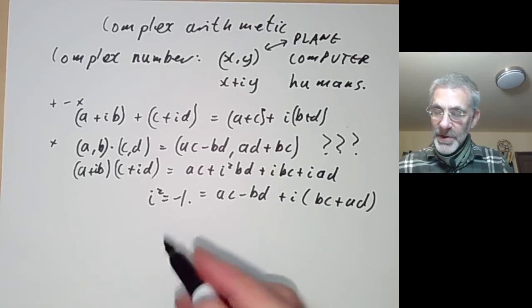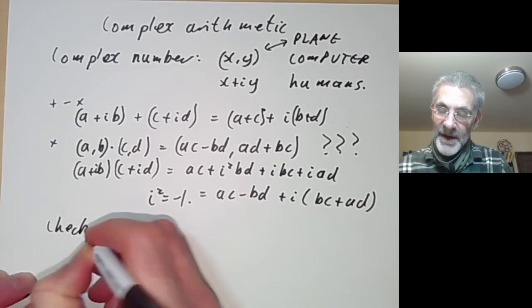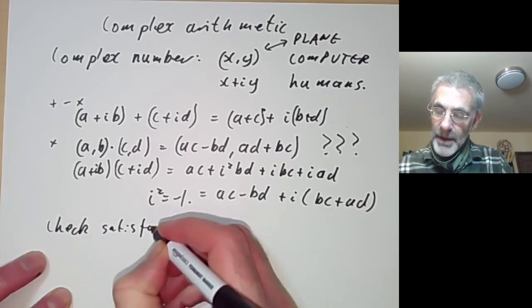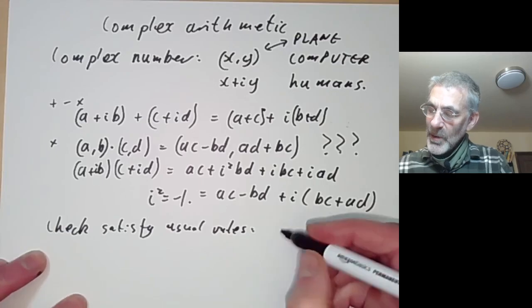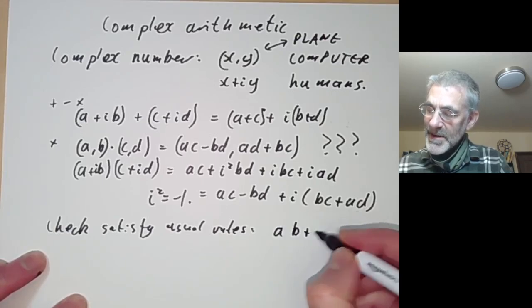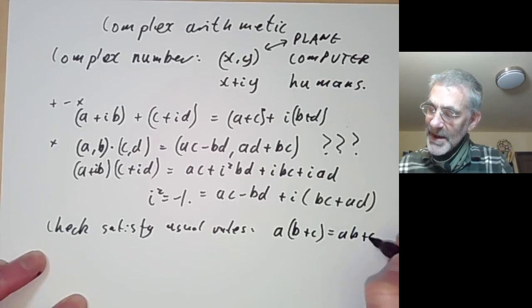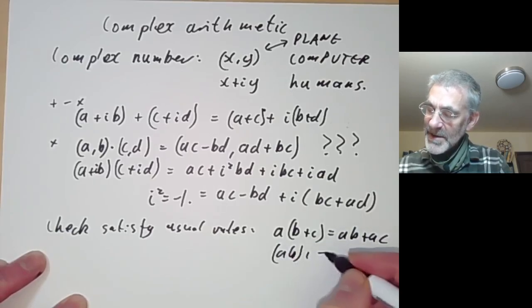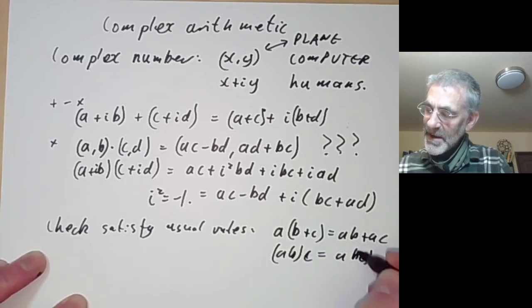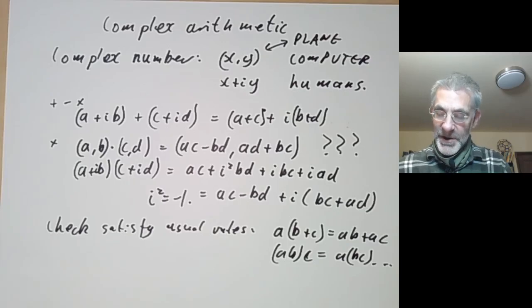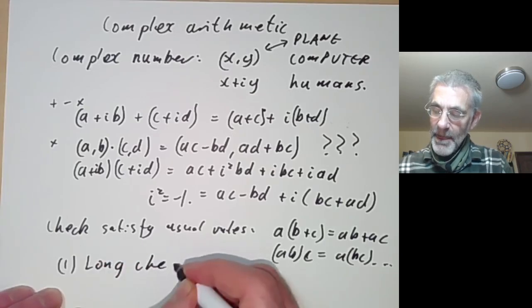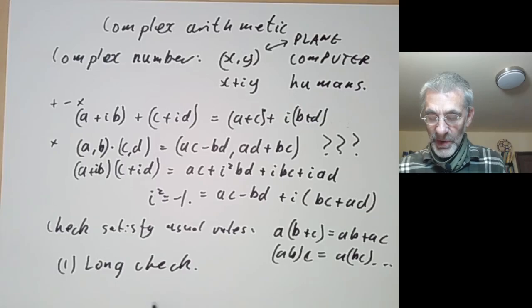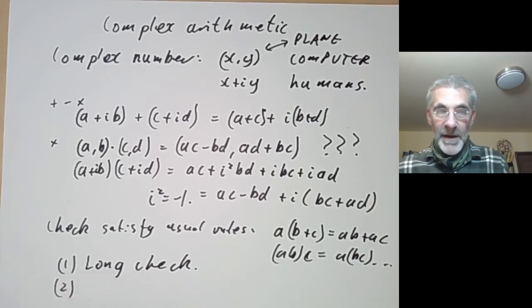Now, what we really ought to do is to check that these satisfy the usual rules of algebra. So for example, we might want to check that a times (b plus c) is equal to ab plus ac, and (ab) times c is equal to a times (bc), and so on. And there are several ways to do this. One, we can do a long, somewhat tedious check, which we're not going to bother with because it's somewhat long and tedious. Secondly, you can go to an abstract algebra course.